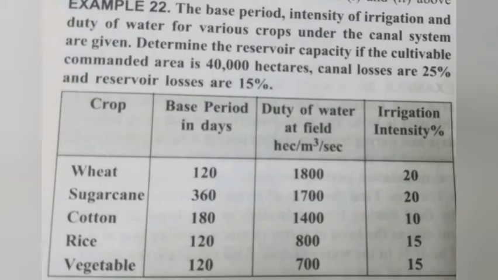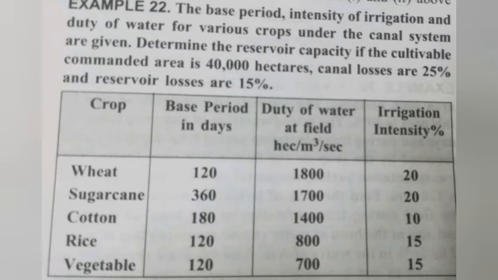So the question is: the base period, intensity of irrigation and the duty of water for various crops under the canal system are given. Determine the reservoir capacity if the cultivable command area is 40,000 hectares, canal losses are 25% and reservoir losses are 15%.